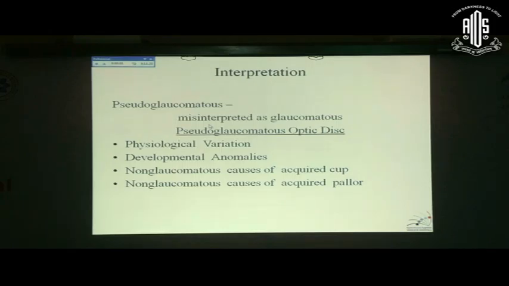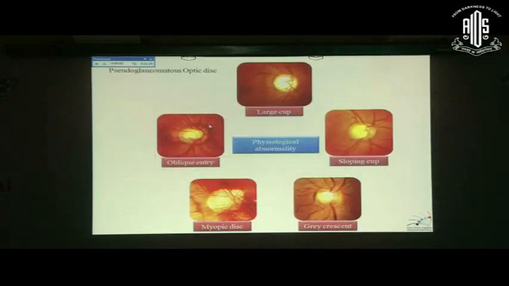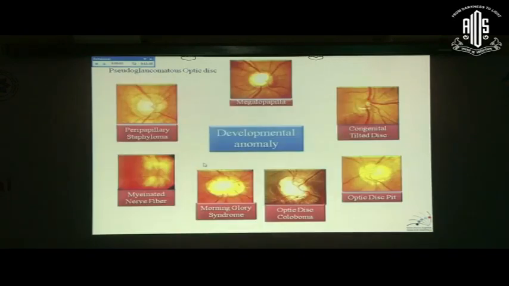Pseudoglaucomatous discs are misinterpreted as glaucomatous. Pseudoglaucomatous optic disc can be due to some physiological variation, developmental anomaly, non-glaucomatous causes of acquired cup, or non-glaucomatous causes of acquired pallor. Physiological anomalies should be differentiated from the glaucomatous disc, like large cup, sloping cup, gray crescent, myopic disc and oblique entry. Glaucomatous disc should also be differentiated from developmental anomalies like megalopapilla, congenital tilted disc, optic disc pit, optic disc coloboma, morning glory syndrome, myelinated nerve fiber and peripapillary staphyloma.